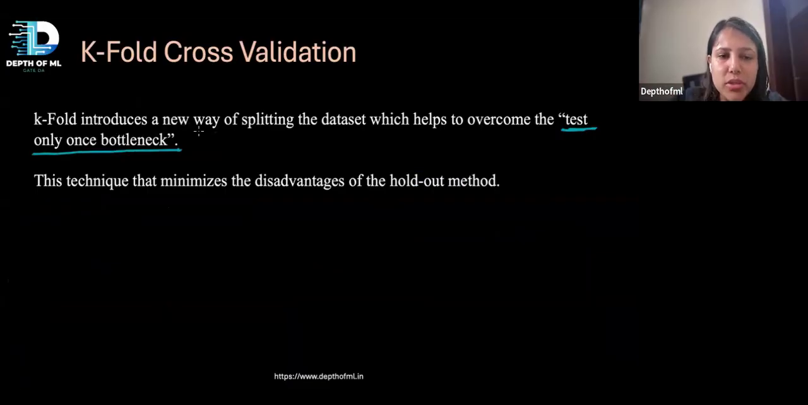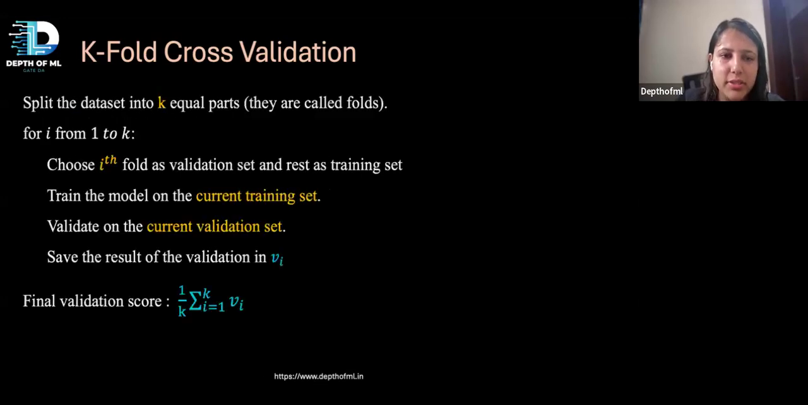And it introduces a new way of splitting the data. This is just one new way of splitting the data, and we'll see how this helps us. This technique actually minimizes the disadvantages of the holdout method. Okay, let's see this. This is a very simple algorithm. What you do is you split your data into k equal parts, which are called folds.